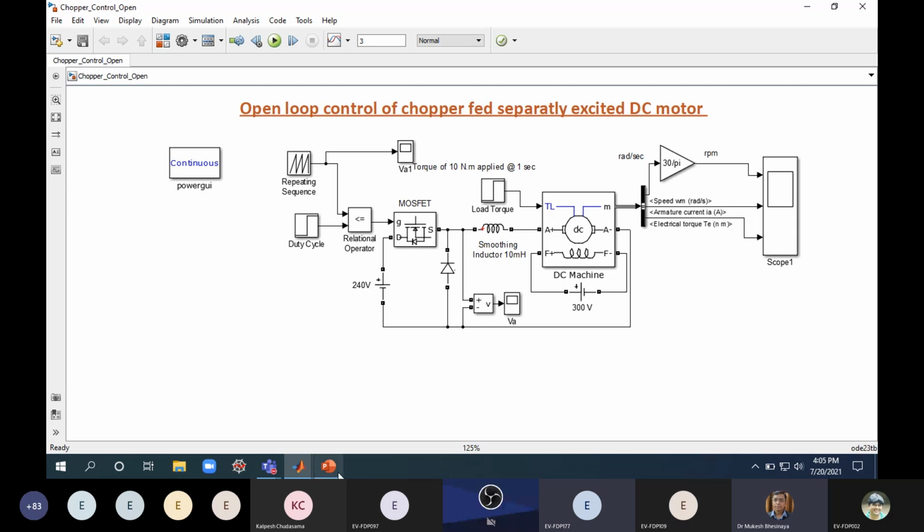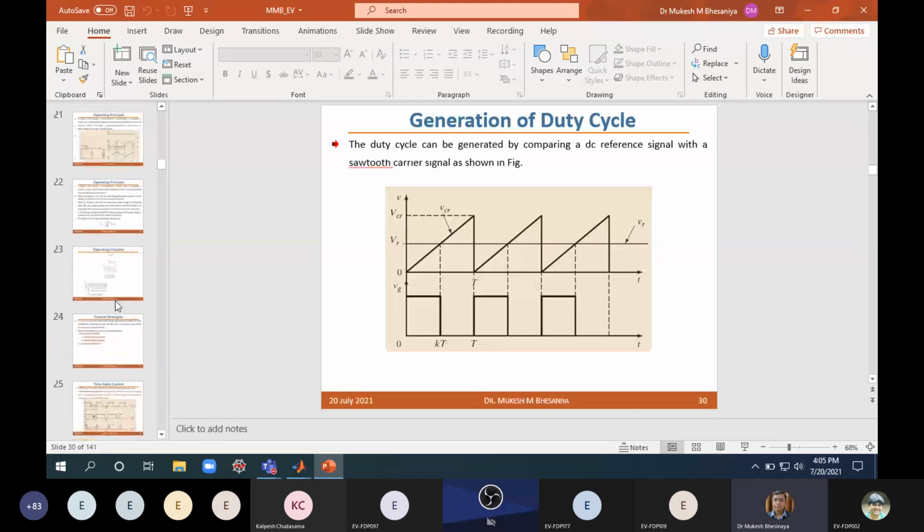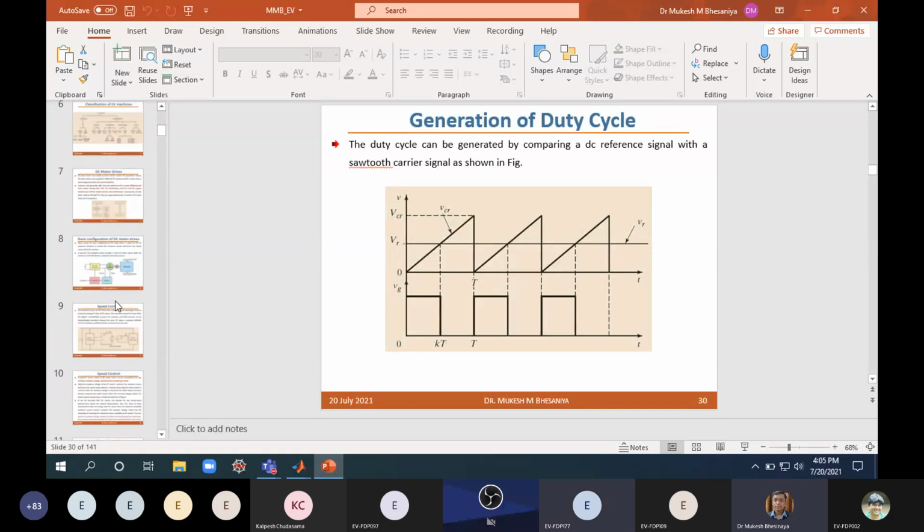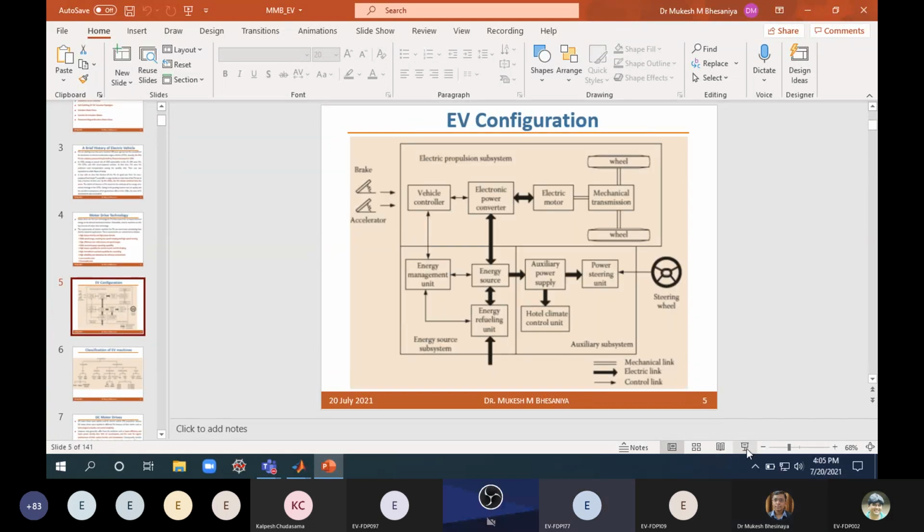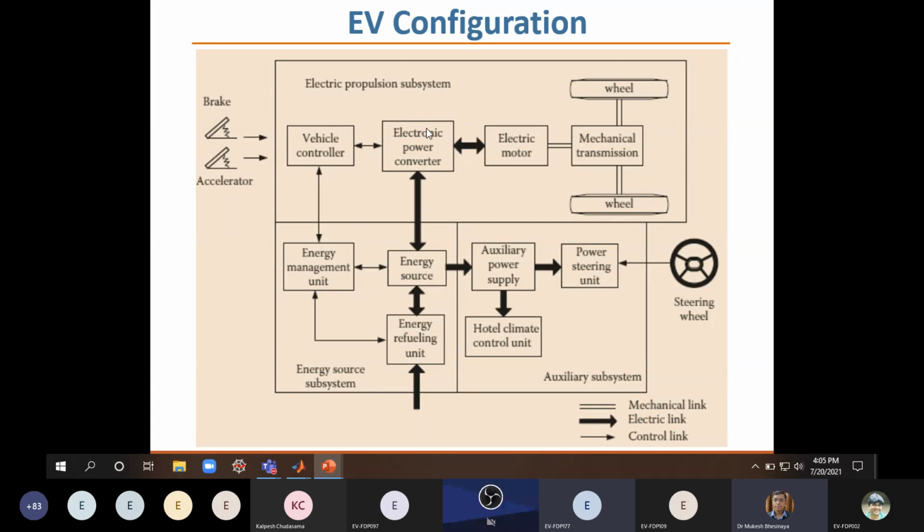As I already mentioned earlier, if you see that diagram, the configuration of an EV, this is the main EV configuration. So practically, those signals are given with the use of the accelerator or a brake. These are the input signals which are given by the human being to control this motor. So ultimately the speed of the motor is being controlled with the use of these signals.